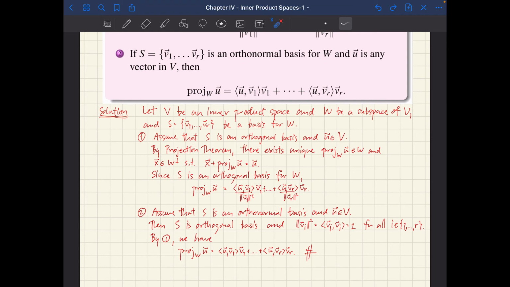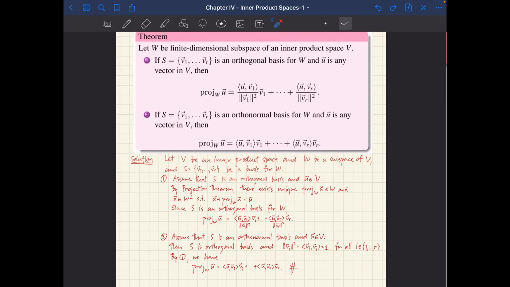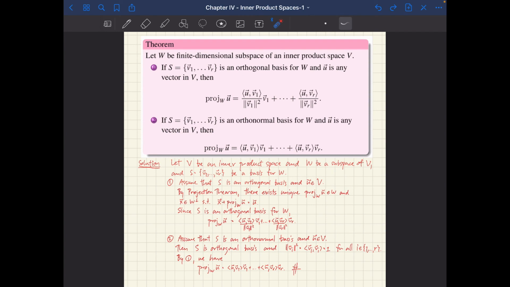If you need to copy this page, please pause it.